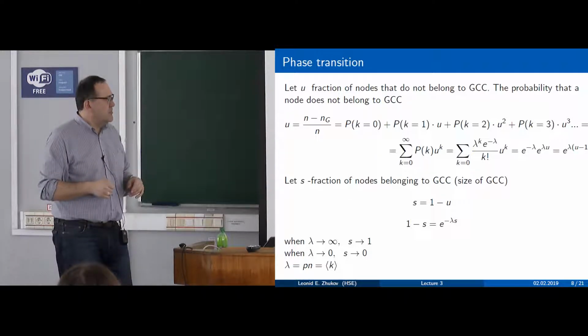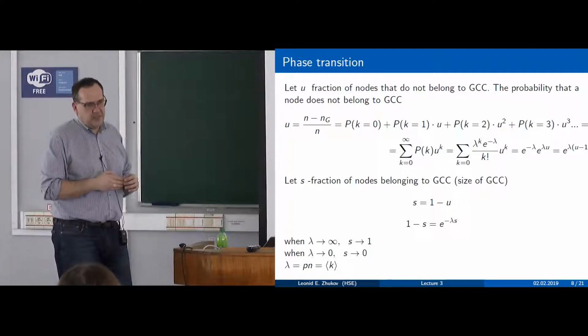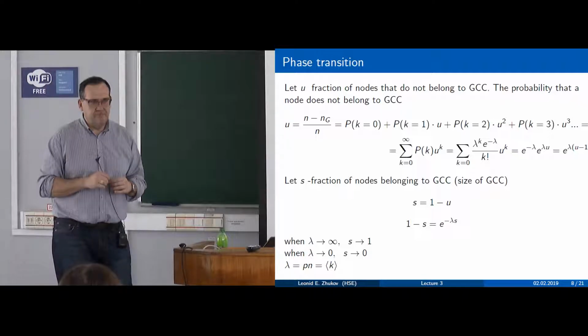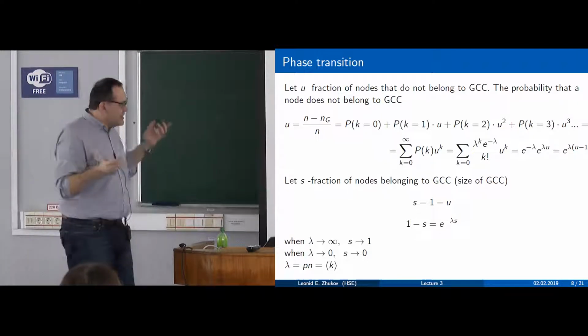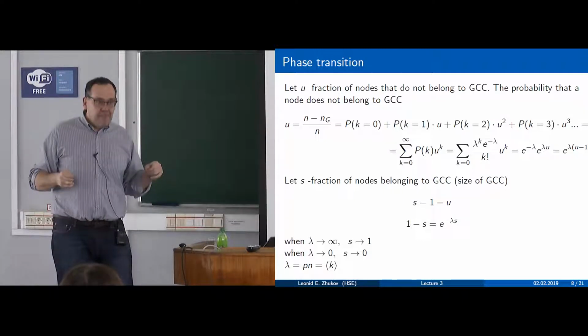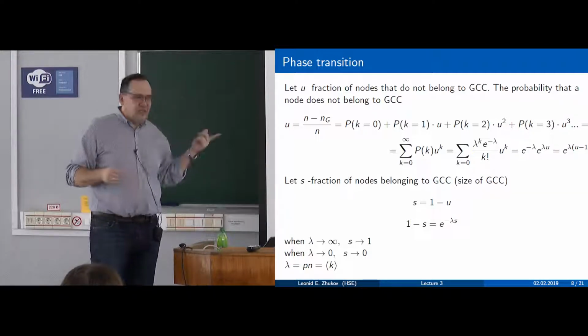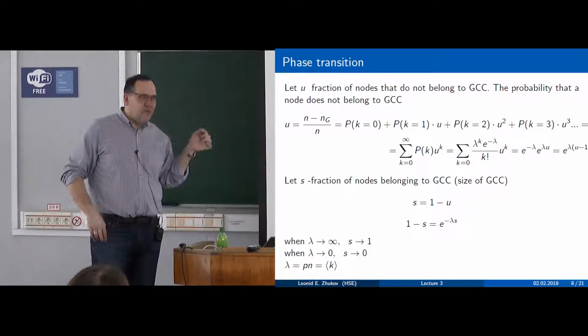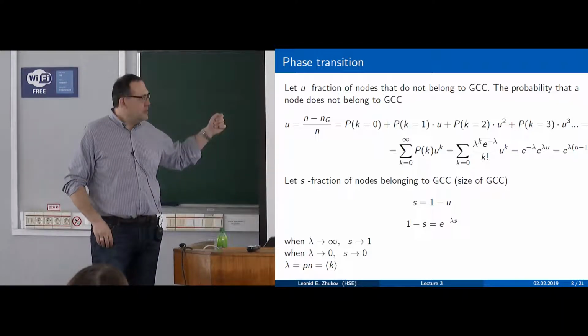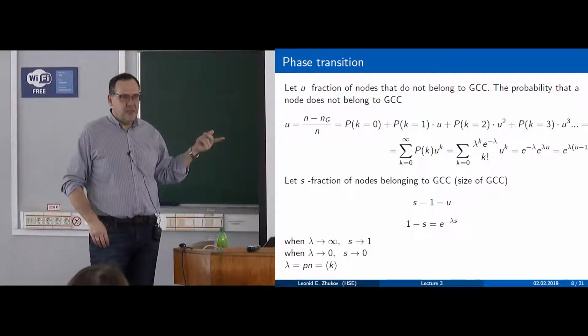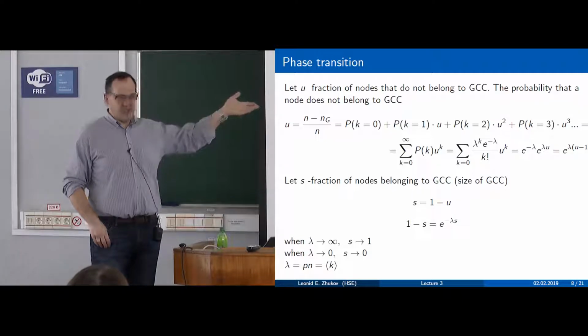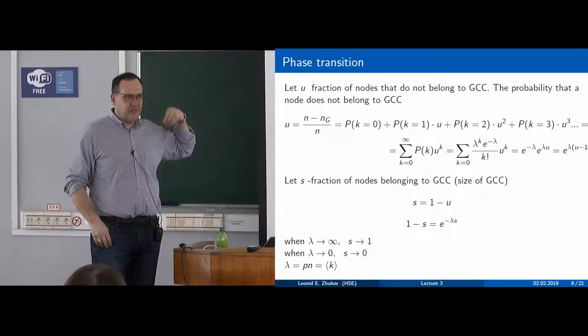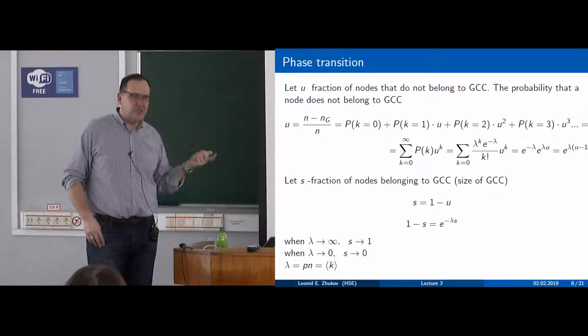Look at this equation: 1 minus s equals e to the power minus lambda s. Very simple equation. Can you solve it analytically? Why not? Exactly, it's very simple, but you actually cannot solve it analytically. You can solve it numerically, but we're not that interested in a numerical solution. We're interested in at which value of the parameter lambda this equation will have a non-zero solution. The zero solution, s equals 0, always exists in this equation. So we're interested in a non-zero solution, which means some fraction of nodes are part of this gigantic connected component.